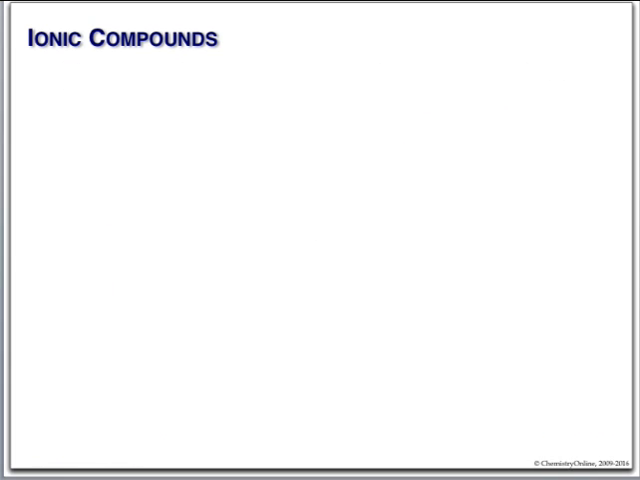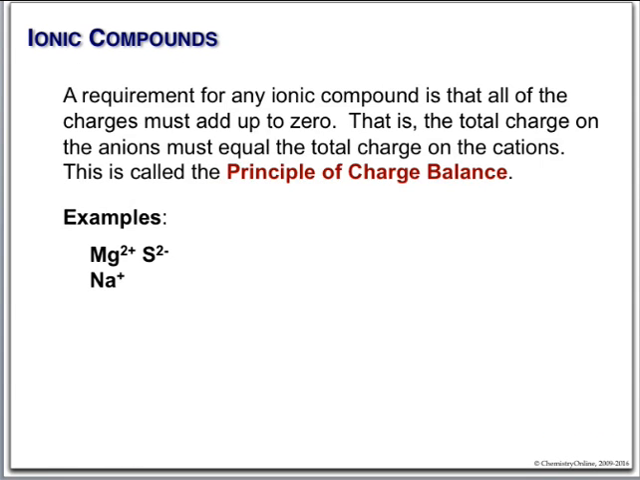Next, let's look at what's called the principle of charge balance. And this is really quite intuitive. If you're going to make a compound, the compound needs to be neutral. It can't have a net charge overall. So you have to have the same number of positives as you do negatives. Again, this is called the principle of charge balance.